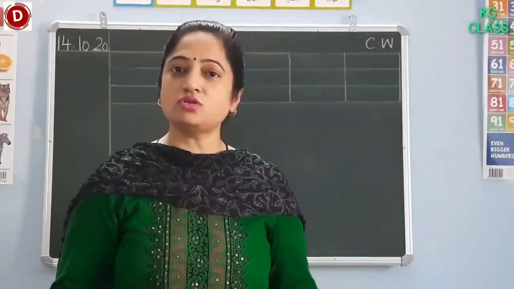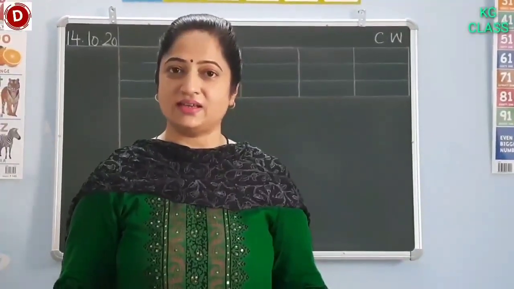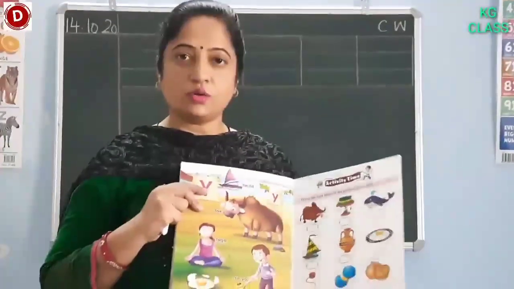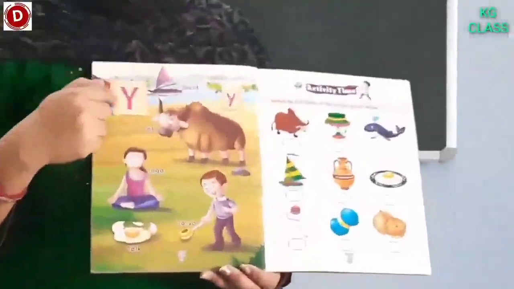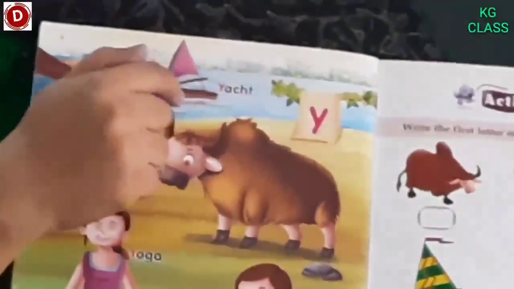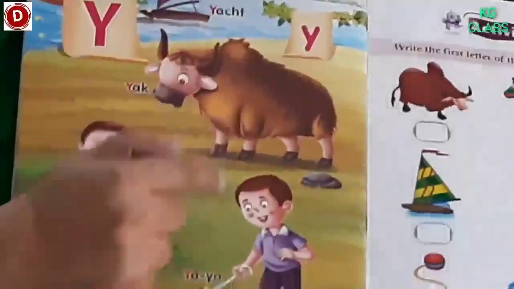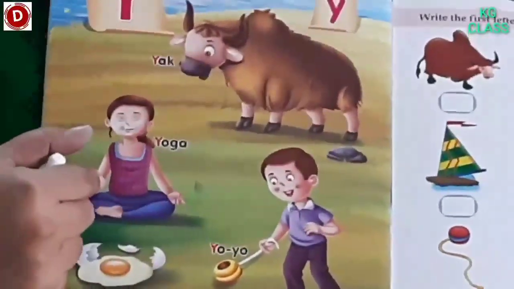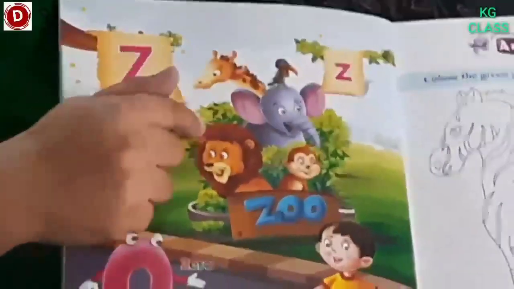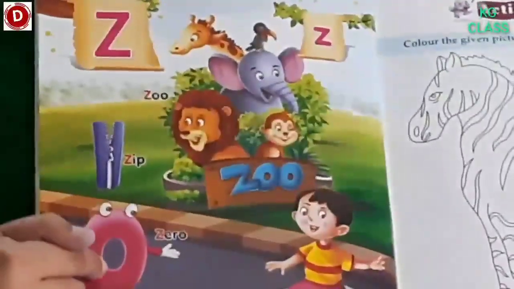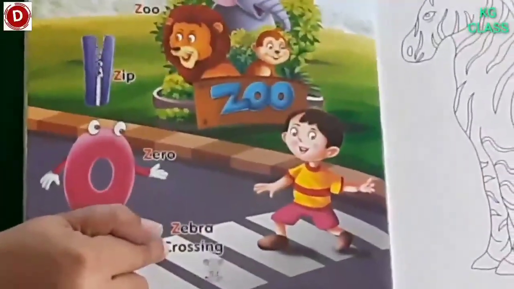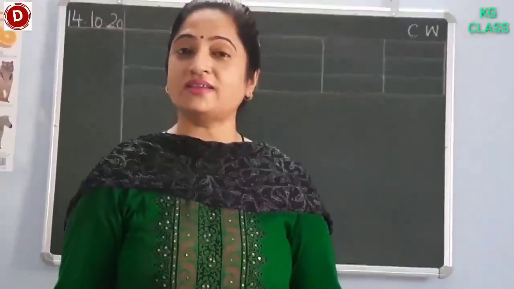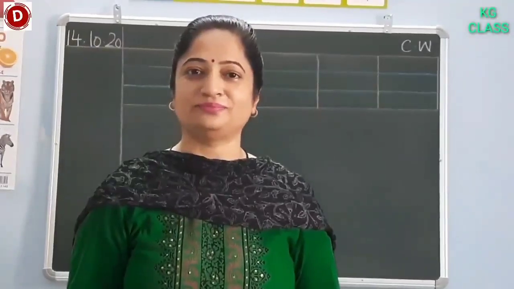Children, now I will teach you to write capital Y and Z. But before that, look at some pictures which start with letter Y. Y for yacht, Y for yak, Y for yo-yo, Y for yoke, and Y for yoga. Now comes Z. Z for zoo, Z for zip, Z for zero, Z for zebra crossing. Understand, children? Now let's learn to write capital Y and Z.